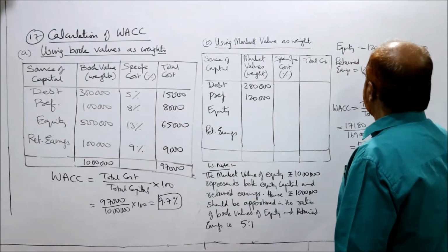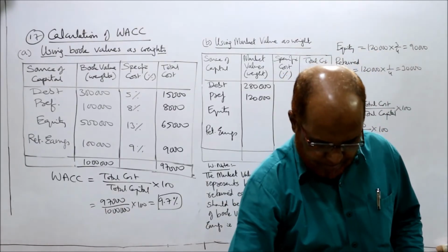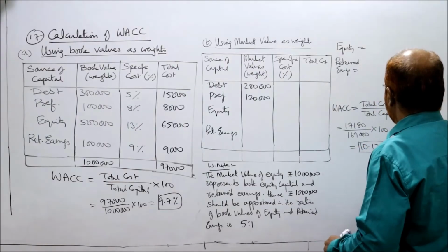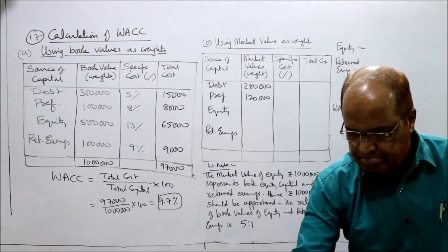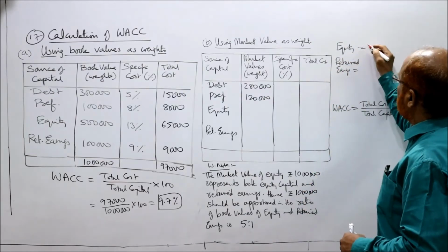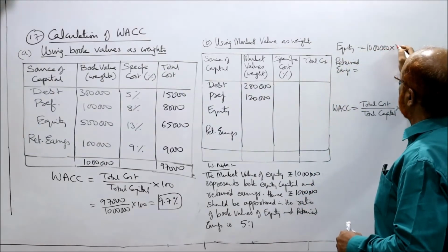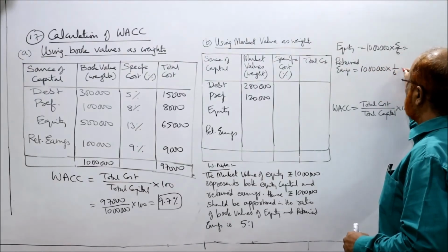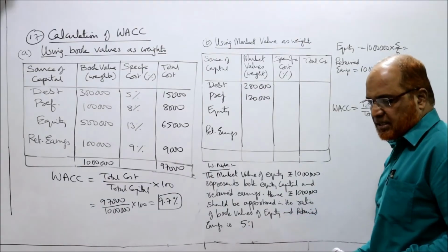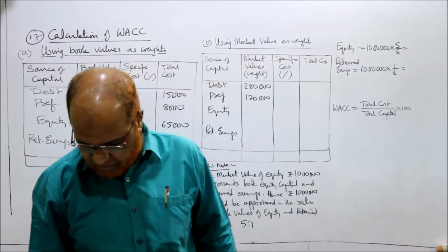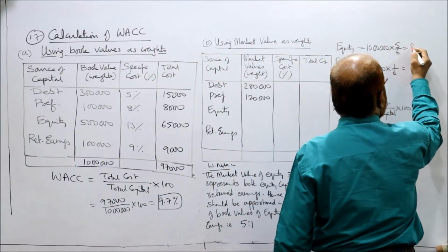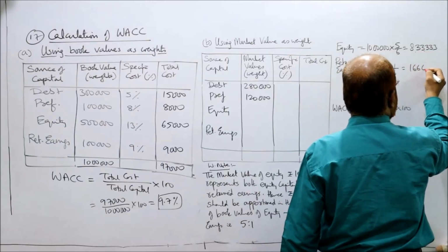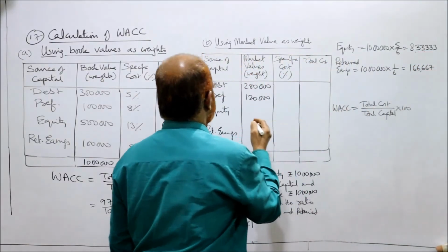Five is to 1. So here equity is 10 lakh into 5 by 6 and retained earnings 10 lakh into 1 by 6. 5 plus 1, 6. So 5 by 6, 1 by 6. So it will become 8,33,333. Here it will become 1,66,667.